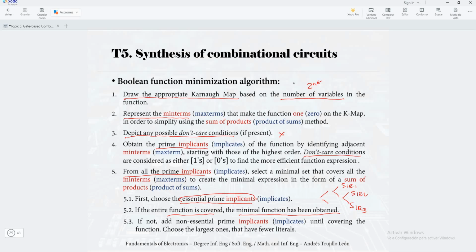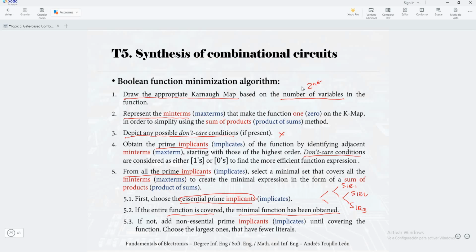If we have several irredundant sums with the same number of implicants, we are going to look for the one with the minimum number of literals, and that is going to be the strictly minimal sum. This is just doing exercises, practice, and you are going to automatize these steps.